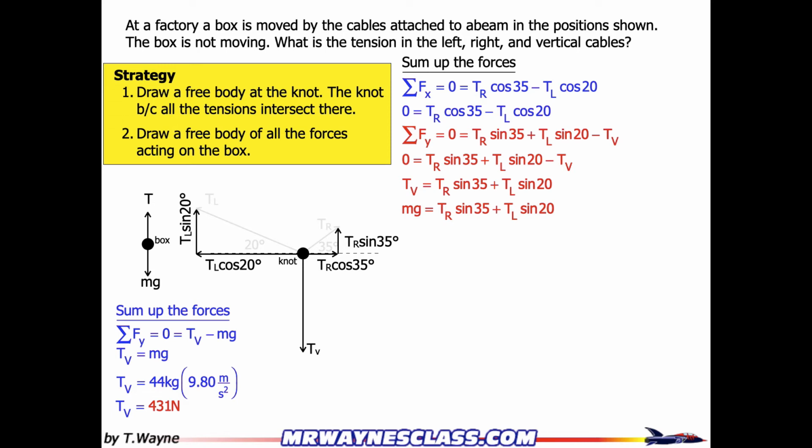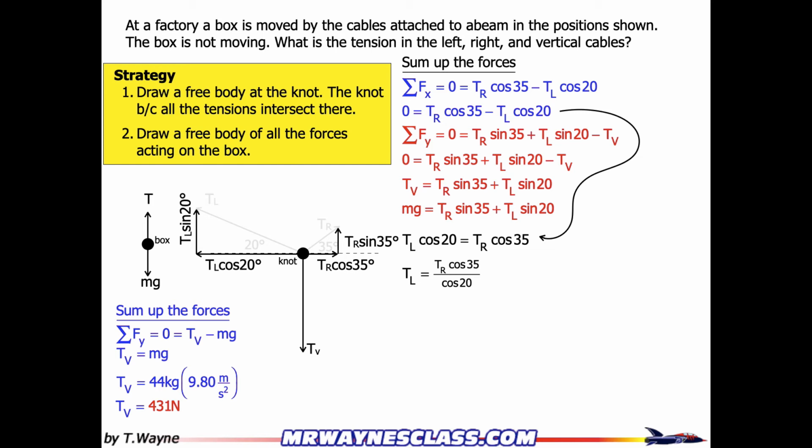So I'm going to use the summation in blue above. And I'm going to make that TL cosine 20 equals TR cosine 35. And now I can write TL in terms of TR. And if I can do that, I can put that number in the equation in red right above it. So TL, just divide both sides by cosine 20, is equal to TR cosine 35 divided by cosine 20. Crazy, right?